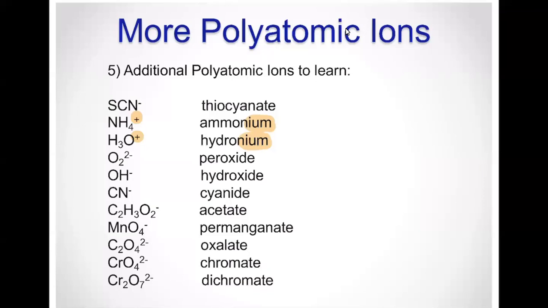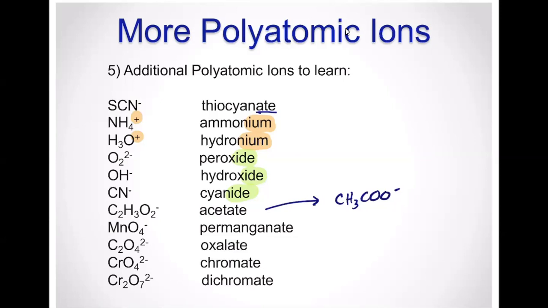Here's another exception. Let's just use a different color. These end in ide, peroxide, and hydroxide. Okay, so two exceptions. Most of them, remember, end in ate or ite. Oh, sorry, there's one more here, cyanide. So these end in ide: peroxide, hydroxide, and cyanide. Acetate. One note about acetate, you might also see it written as CH3COO minus. And this is the ion found in vinegar. That's acetic acid, which is the acid in vinegar.